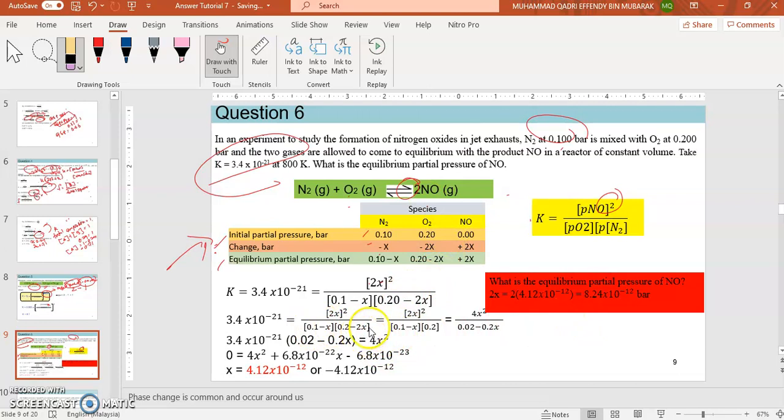So here is the approximation that we need to know. 0.2 minus x, we can put it as 0.2 because this x is too small. When a number is too small, the result will be almost 0.2. Here is the relationship that we need to know, because it's very handy. Otherwise, if we calculate it fully, we have a very long calculation.